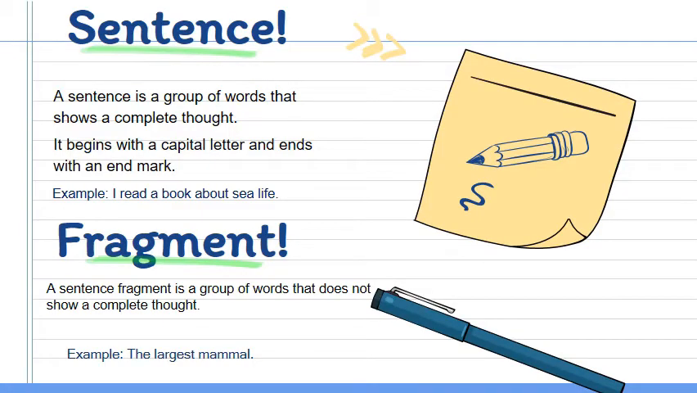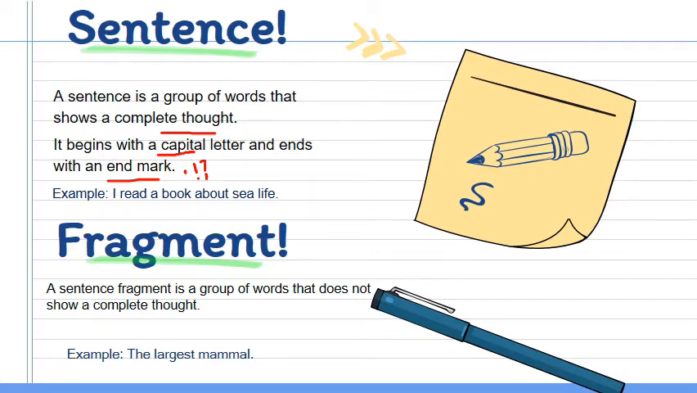In the sentences, what is a sentence first? A sentence is a group of words that shows a complete thought. It begins with a capital letter and ends with an end mark. The end mark can be a period, an exclamation mark, or a question mark. These are the only end marks that we have.